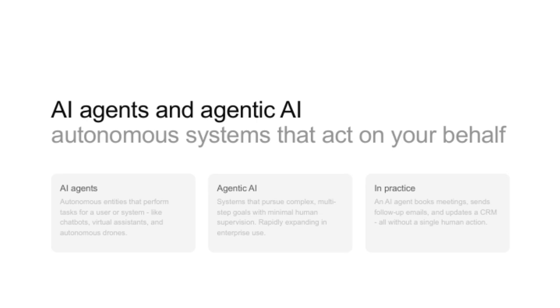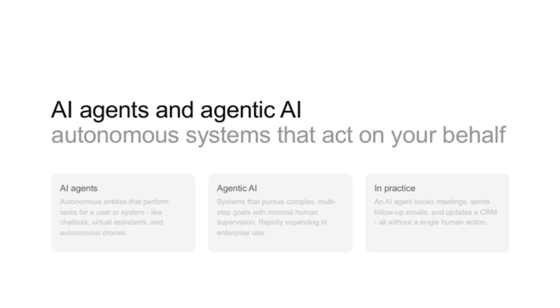This brings us to the concept of agentic AI, which refers to systems that pursue complex, multi-step goals with minimal oversight. They're rapidly expanding in enterprise environments, helping companies streamline operations and reduce manual work. Now, AI agents are autonomous entities designed to perform specific tasks for a user or a system. Think of chatbots, virtual assistants, or even autonomous drones. They act on your behalf, making decisions and executing actions without constant human input.